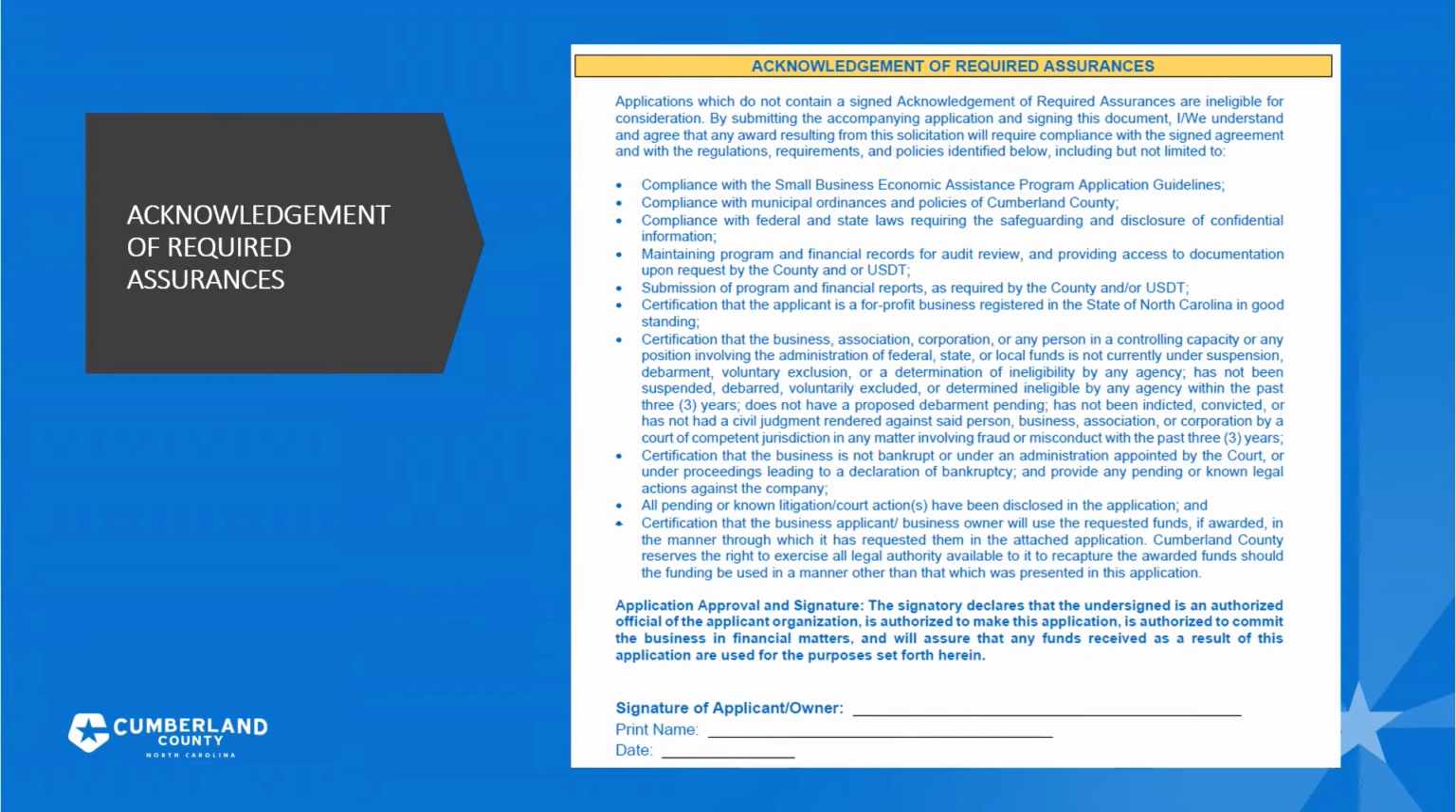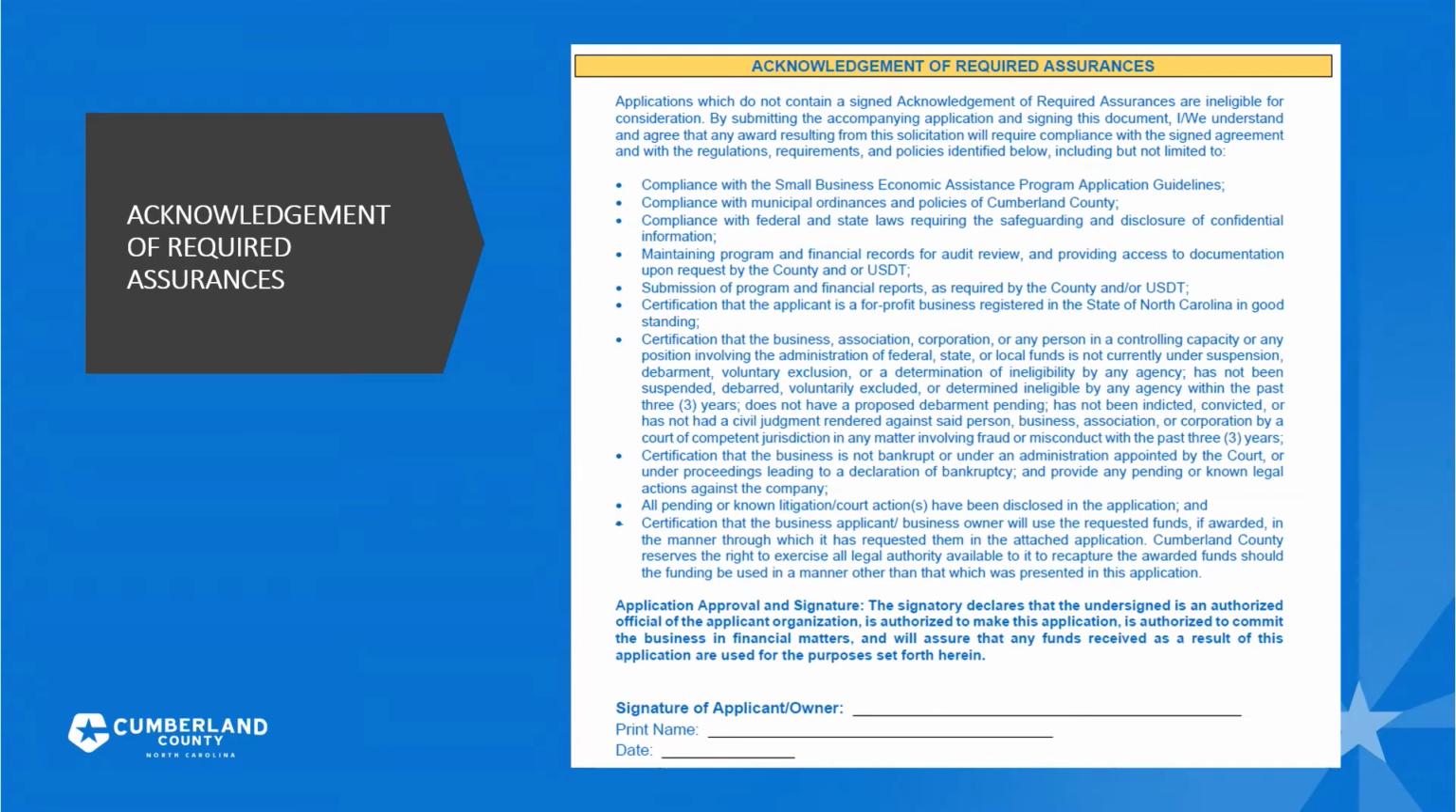In the acknowledgement of required assurances section, we ask that you read each bullet point there. It is very important that you read this section and understand. We ask that each owner sign and date the assurance section if the business does have multiple owners. They also have the option of granting signing authority to one of the owners to sign on their behalf if all are not available to sign, or if you're completing the web application because it does not permit you to save, and it may not be practical for you to have all the owners present to sign in this format.